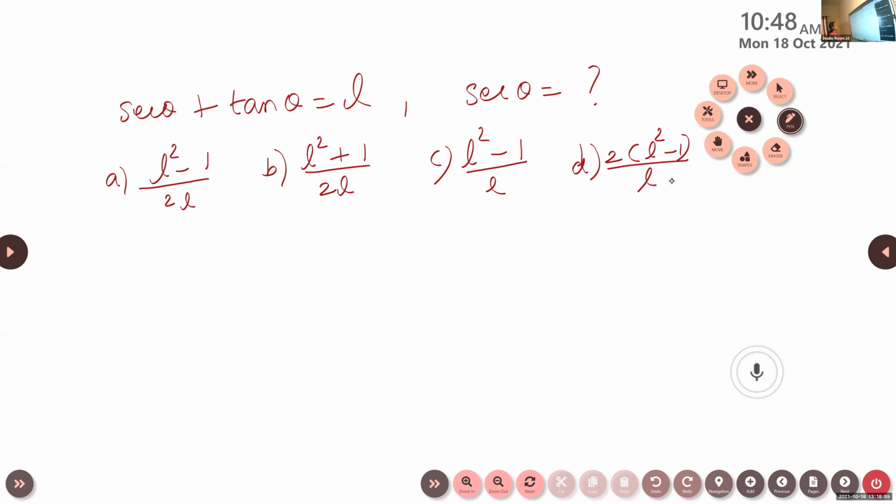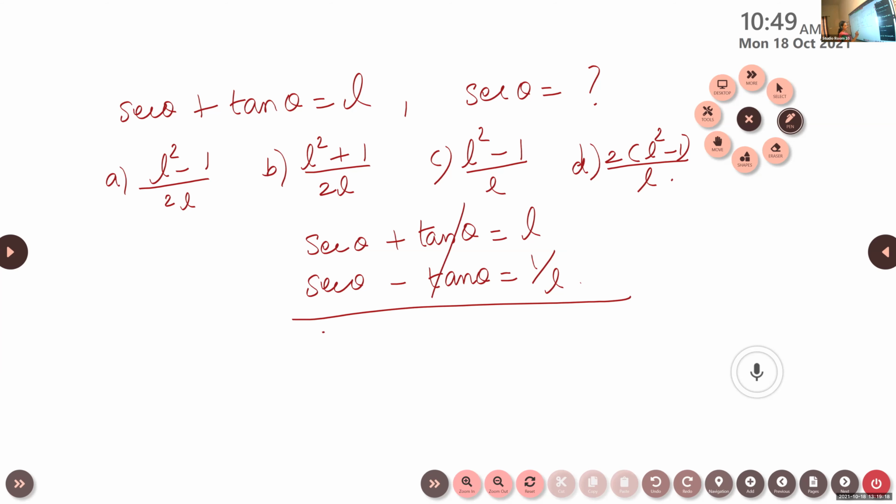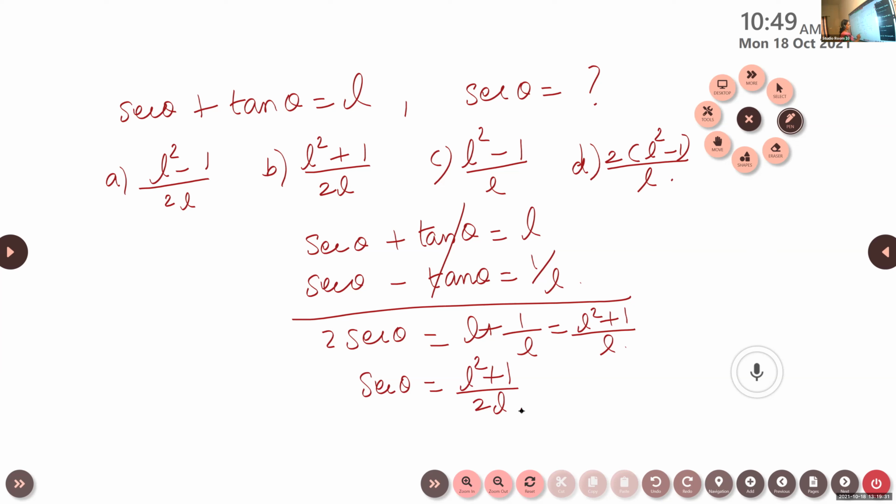Yes, what is the answer, children? How to do this? Look here. Sec theta plus tan theta is L. Therefore, sec theta minus tan theta is 1 by L. Will it be 1 by L? Now you add these two. So what will you get? 2 sec theta is L plus 1 by L, which is L square plus 1 by L. Therefore, what is sec theta? L square plus 1 by 2L. This is sec theta. Is it clear?